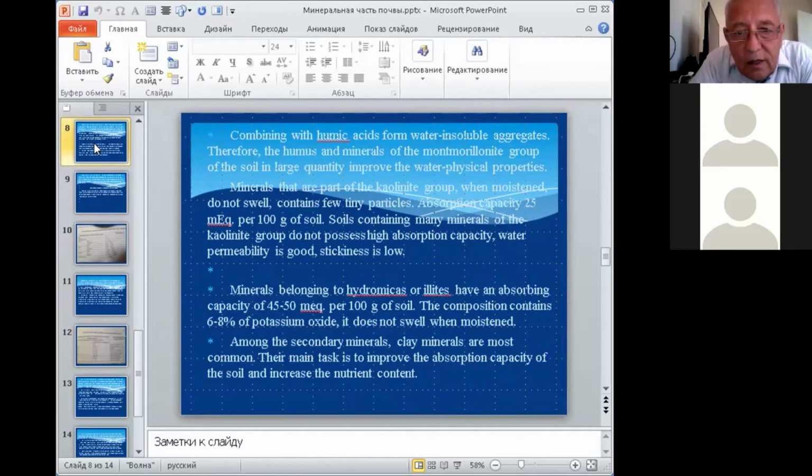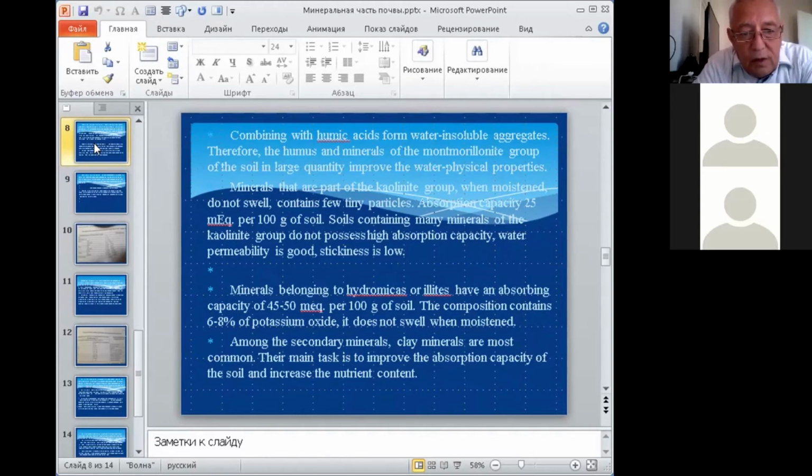Absorption capacity is 25 milliequivalents per 100 grams of soil. Soils containing minerals of the kaolinite group do not possess high absorption capacity. Water permeability is good. Thickness is low.